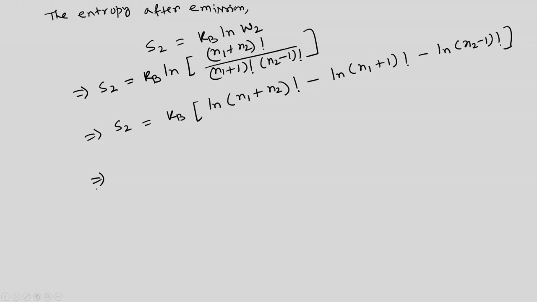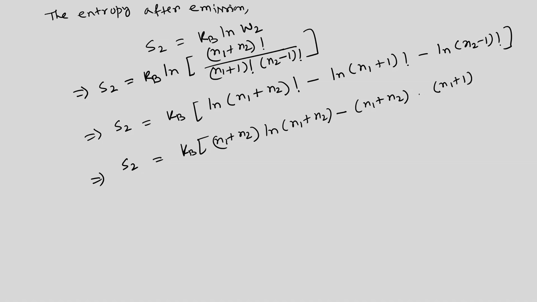Now, if we apply Stirling's approximation, because both N1 and N2 are very, very large, we write S2 is Kb times N1 plus N2 ln N1 plus N2 minus N1 plus N2, then minus... this is the first term, and now the second term.